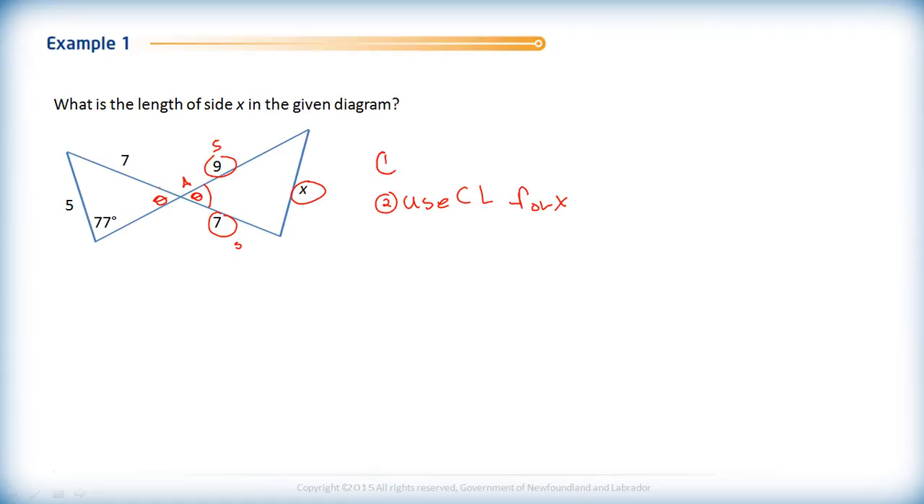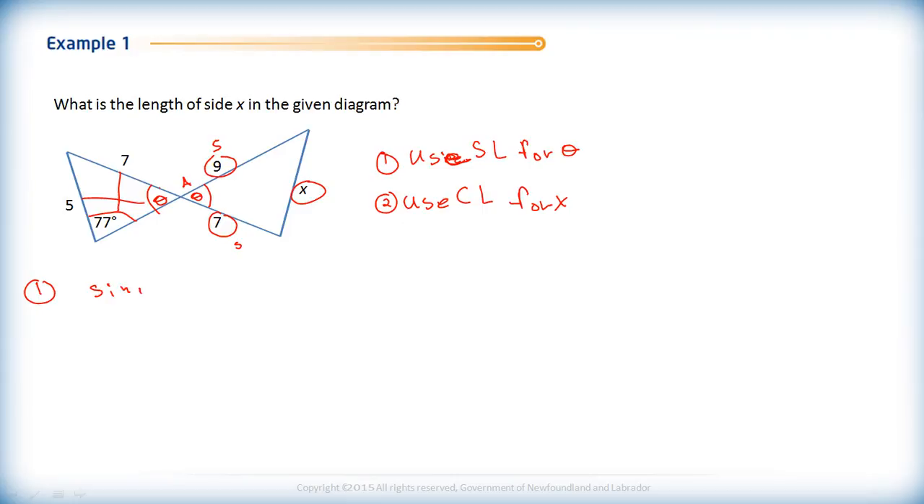So what's the first step we have to do now to figure out what that theta is? Well, the 5 is opposite the theta, the 7 is opposite the 77, so it looks like sine law will work there. So we're going to use the sine law. Use sine law for theta, and then we'll be in business. So let's do the first thing. So we want sine law for theta.